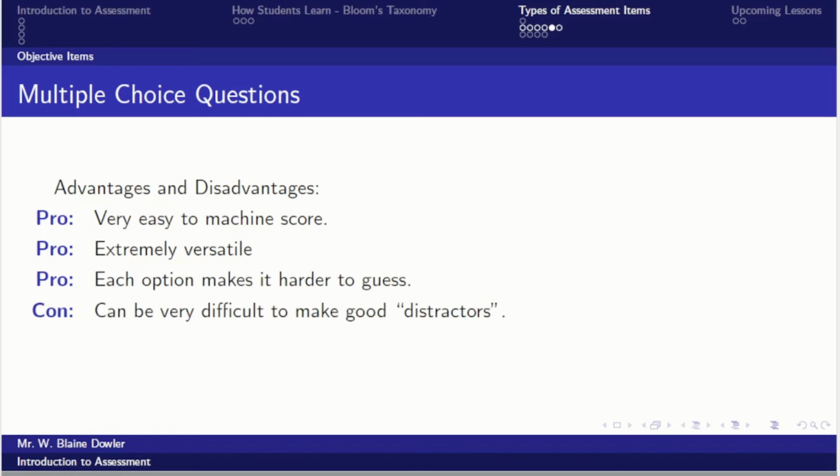And that's one of the downsides to multiple choice. It can be very difficult to make a good distractor. And again, we can get to the fourth level of Bloom's taxonomy fairly easily, but not to the last 2.